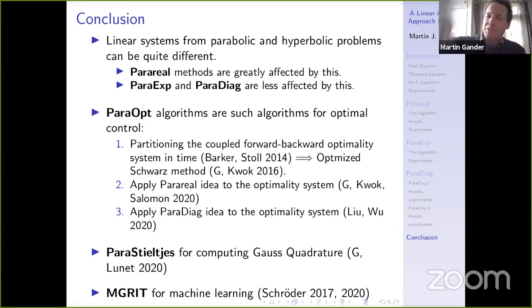And another very nice example I like a lot is the MGRIT algorithm used in machine learning, which was presented by Jacob Schroder in 2017, where again, machine learning has no time-dependent problem, but this technology can be used for problems that are not coming from a time-dependent application. So I'd like to close with this, and I'm ready for questions.